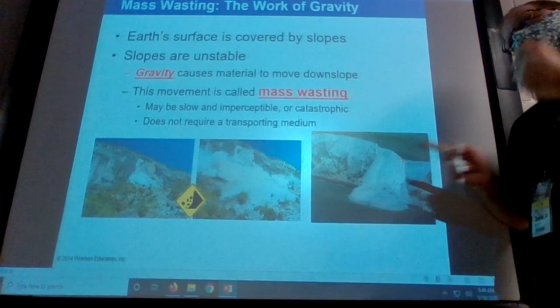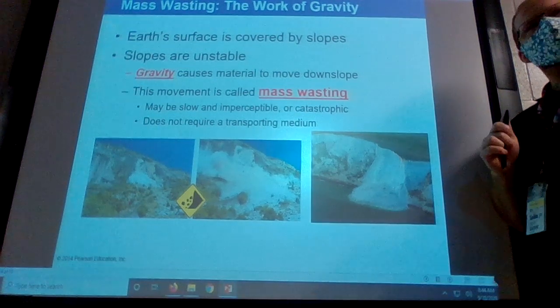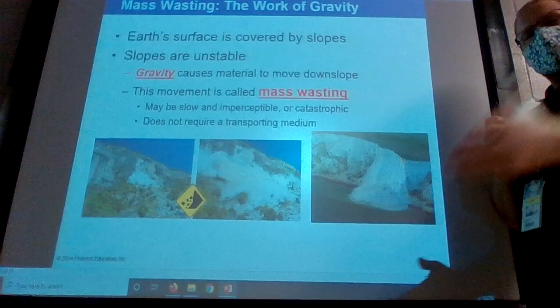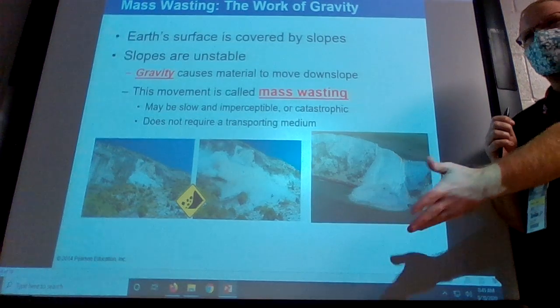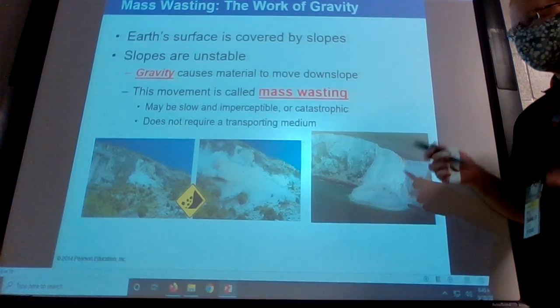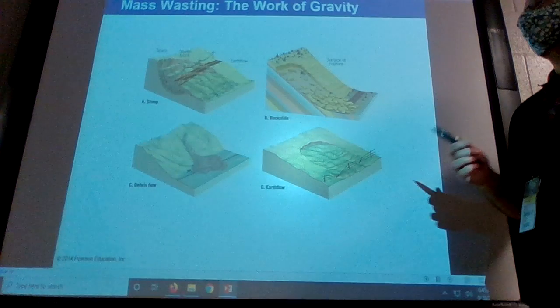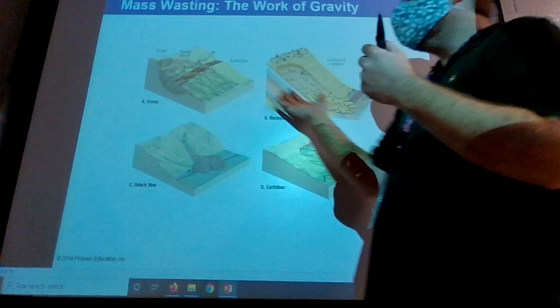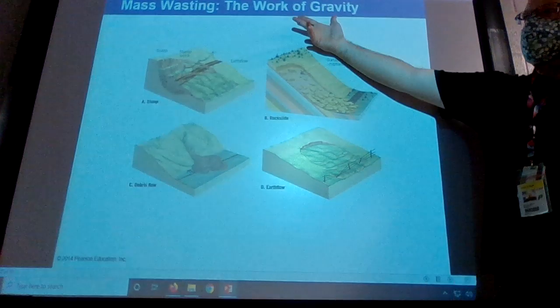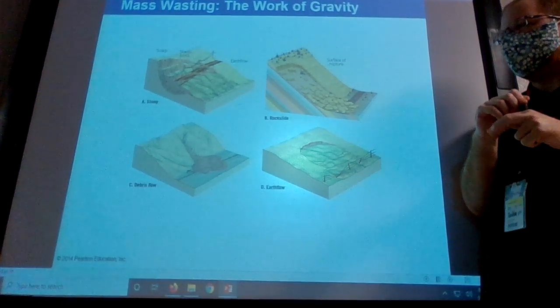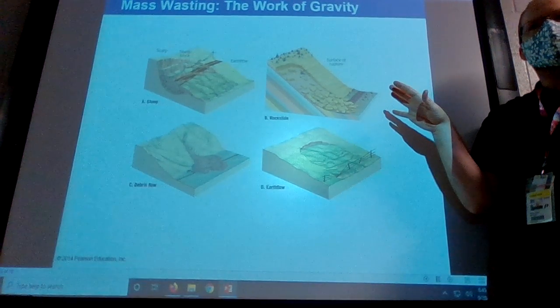So don't build your house too close to a cliff, or maybe have a geologist come in and be like, hey, is this stable? Is my property value gonna literally go down into the lake? What's gonna happen? So here are your four different types of mass wasting. You can see at the top, we're talking about mass wasting here. So these are all gravity driven.